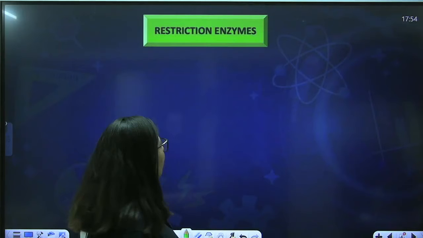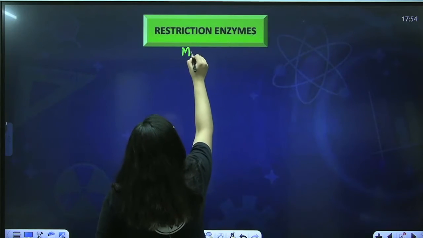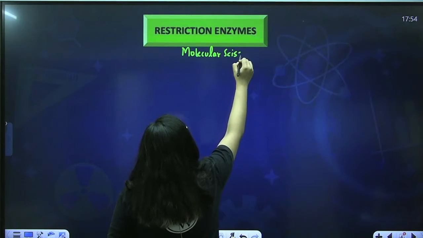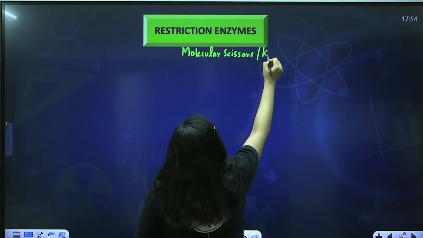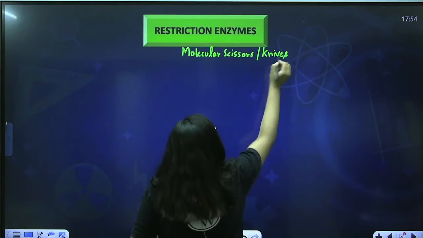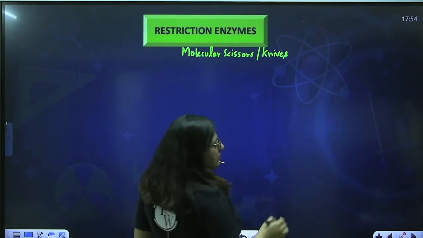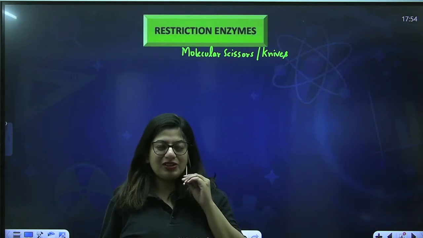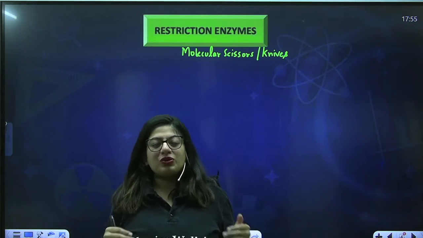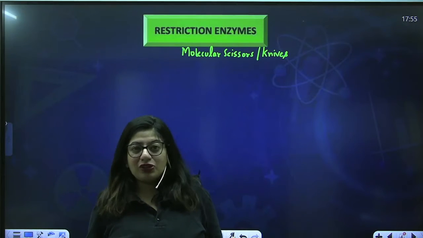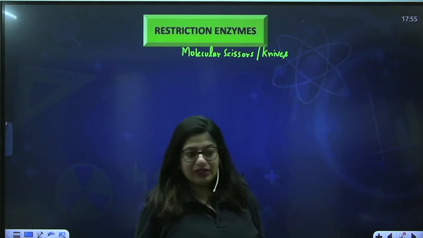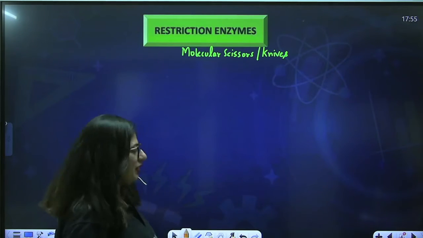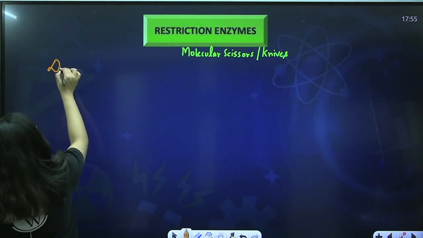Restriction enzymes are also known as molecular scissors or knives, right? They are molecular scissors or knives because, as the name suggests, they are going to cut your DNA. All right, that's pretty good. But before what they do, let's talk about their discovery.